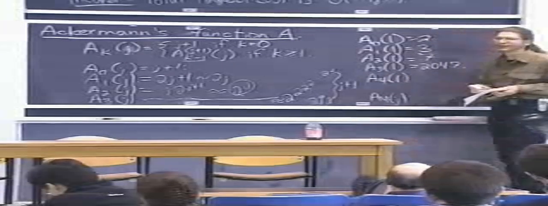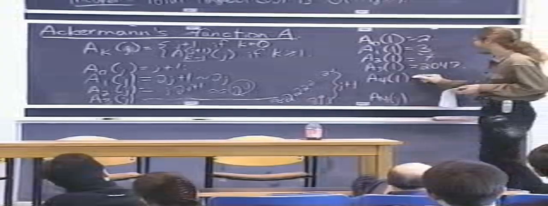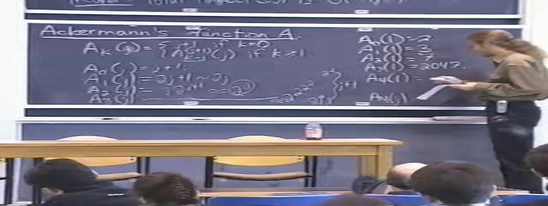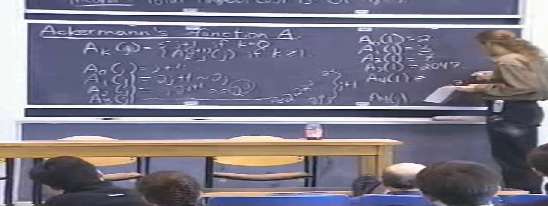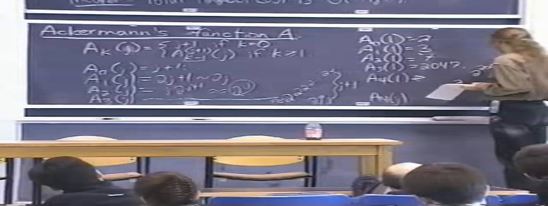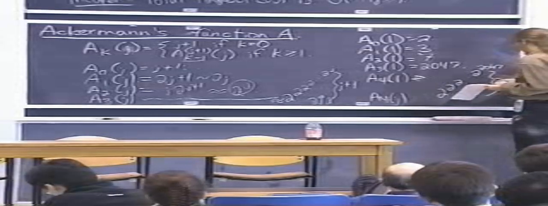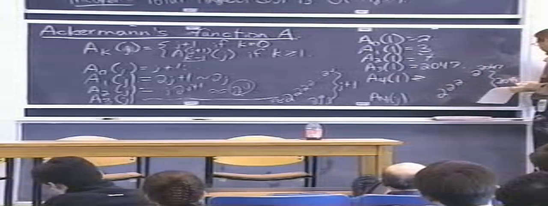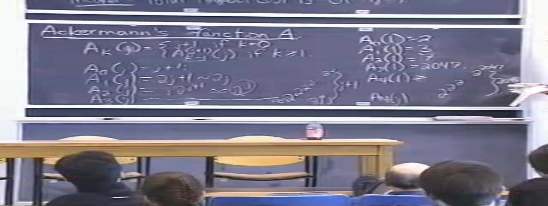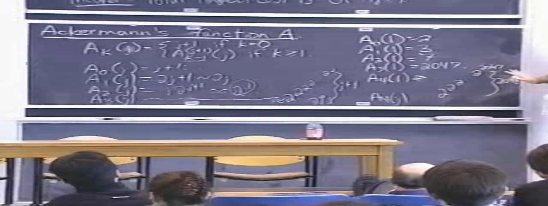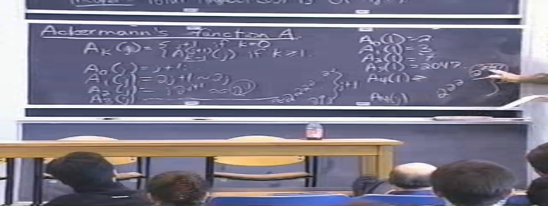A sub 4 of 1, I can't even show you. It's just so big. I don't know how to comprehend it. It's bigger than 2 to the 2 to the 2 to the 2 to the 2047, where there are 2048 2's. How big is this? This is just beyond my comprehension. You can think of this number, this number I understand.